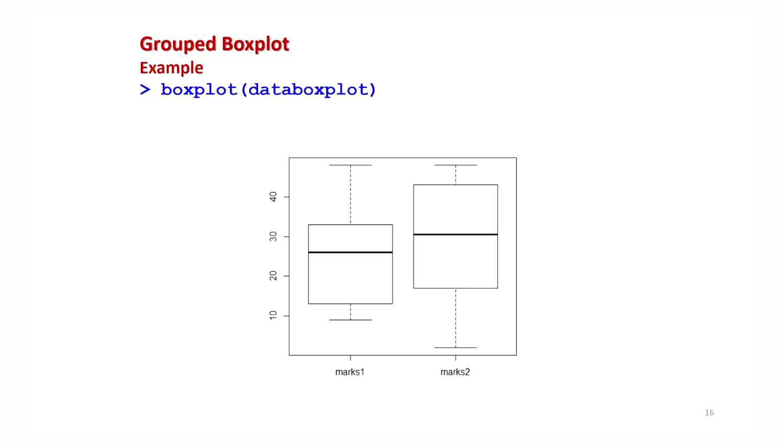Now if you create a grouped box plot, you can see this is marks 1, this is marks 2. Now you can compare very easily that the minimum marks in the data set of marks 2 is much lower than in the data set of marks 1.